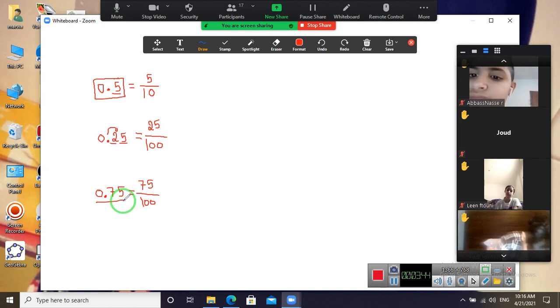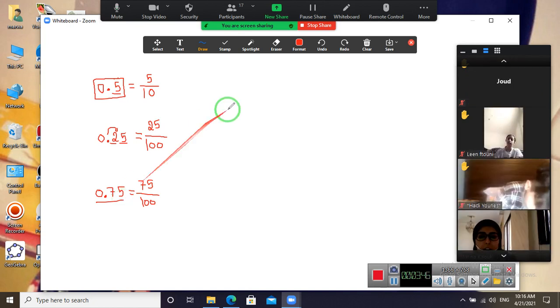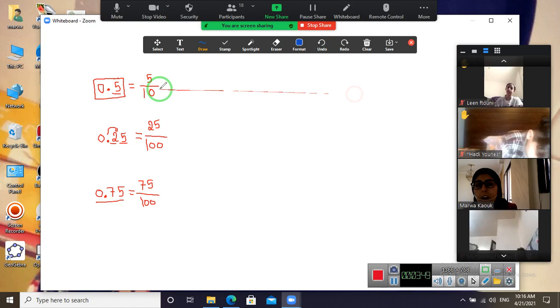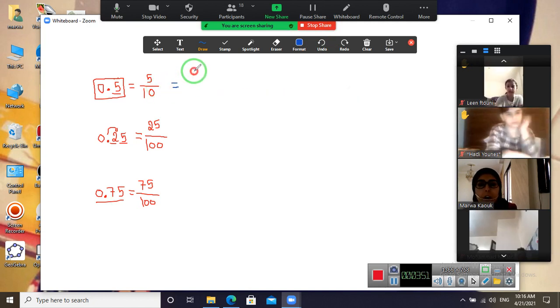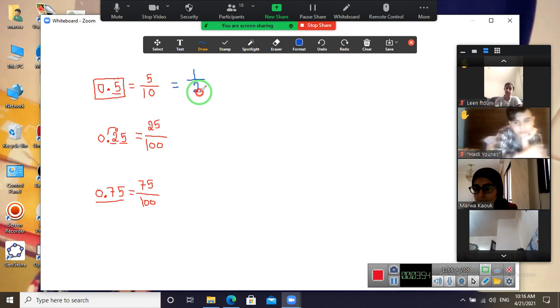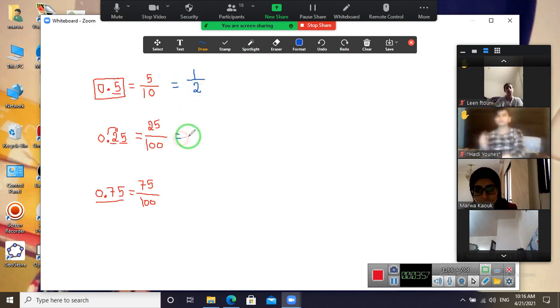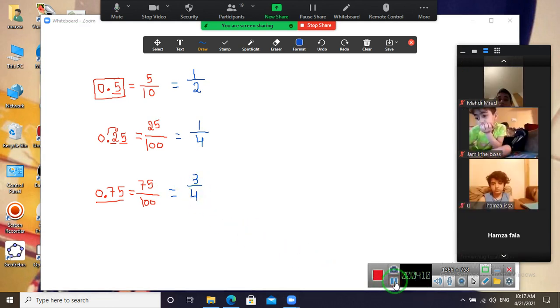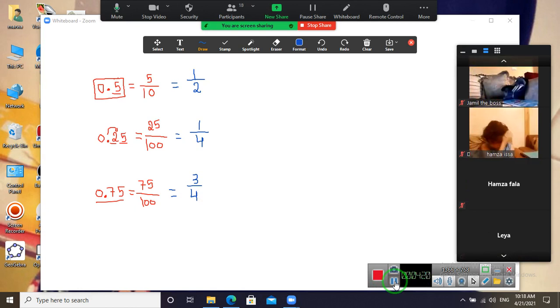I want to tell you something in our rule today. I will write equals 1 over 2, here 1/4, and here 3/4, as you see in my writing. I will explain now why. I will write 5 over 10 equals 1 over 2. How can this fraction equal 1 over 2? Does anyone have an idea?